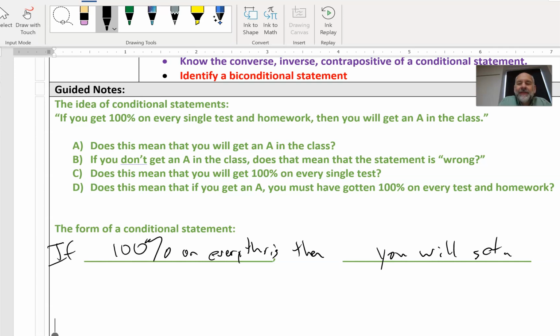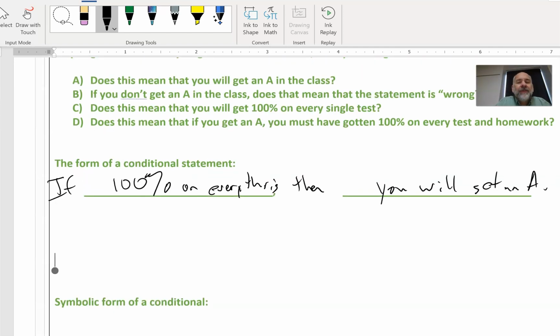But that doesn't mean that's the only way to get an A. That doesn't mean if you don't get 100% on everything, then you won't get an A. But once someone says, "Oh, I got 100% on absolutely everything in the class," then you know that person must have an A, and it has to be true. There's no way they can't have an A if every grade is 100%, right? So this is a conditional statement.